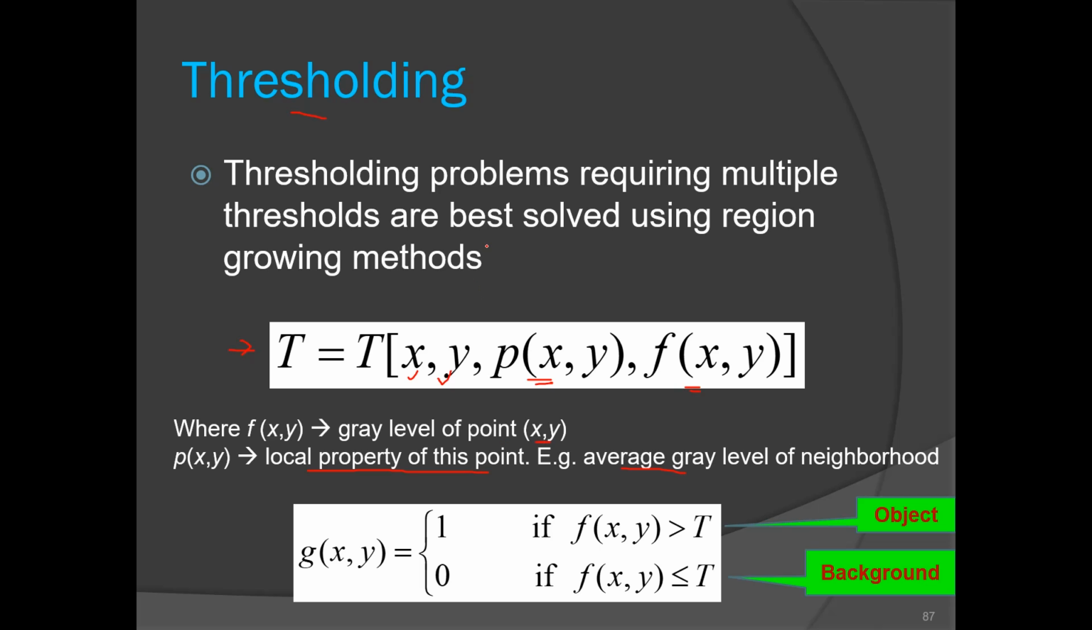If a thresholding problem requires multiple thresholds, it is best solved using region growing methods. So if we have multiple objects in an image, it is better to go for region growing methods as compared to thresholding. Why? Because if you have multiple objects, their modes will start overlapping, and then it is very hard to find the threshold for individual objects. So it is better to go for the region growing method if we have multiple thresholds.